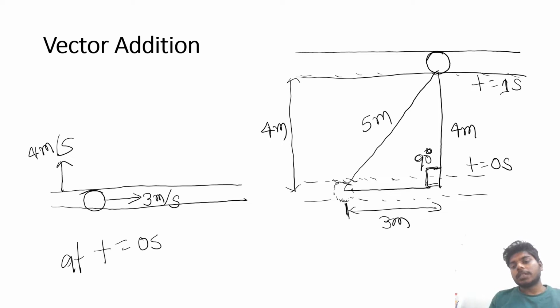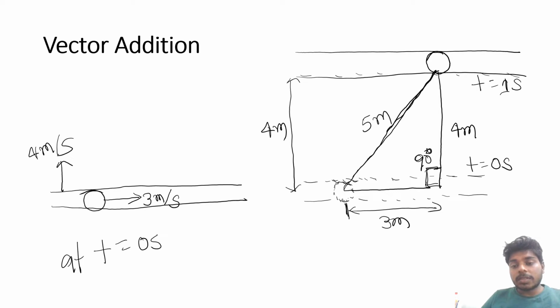What is this 5 meters? Actually, this is velocity. This is velocity in this direction. Here it went in 1 second. The ball moved 3 meters, but at the same time the tube moved 4 meters in the upward direction, and the ball in the horizontal direction. So what is the resultant velocity of this ball? This length is giving the resultant velocity, 5 meters per second.